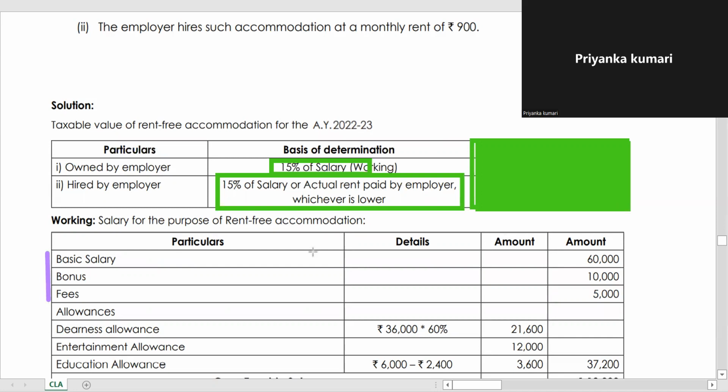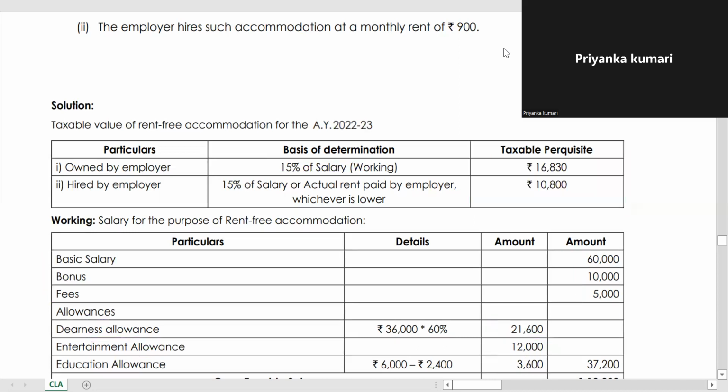बेसिक सैलरी, बोनस, फी स्ट्रेट अवे, जस्ट पुट द अमाउंट्स, राइट. और in allowances section DA 60% of this. ठीक है, it comes to 21,600. एंटरटेनमेंट अलाउंस take fully. एजुकेशन अलाउंस जो है 300 के हिसाब से आप लेंगे. Okay, 500 is the education allowance, 200 will be exempt. So 300 per month will be taxable, which is 3,600. Okay, add these three allowances, this you'll get this much. Okay, that perquisite will not take professional tax.